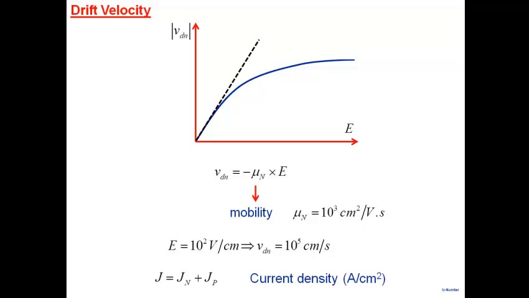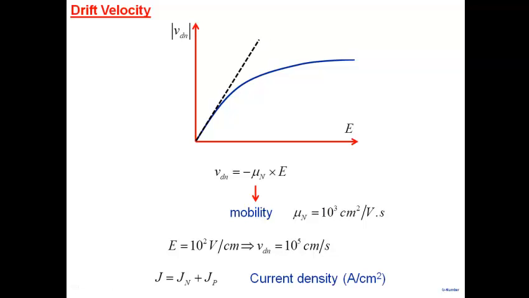Each one of them can move around, and therefore I expect that the current in my semiconductor will have two components: a component due to electrons, Jn, and a component due to holes, Jp. Most of the time we'll be talking about current density. All that you need to do is multiply it by a certain cross-sectional area, and you'll get the actual current. So the total current density J in my semiconductor at any point will be made up of two parts: Jn for electrons, and Jp for holes.